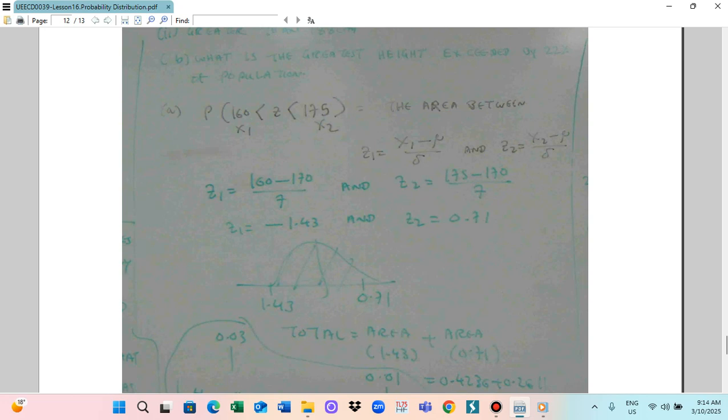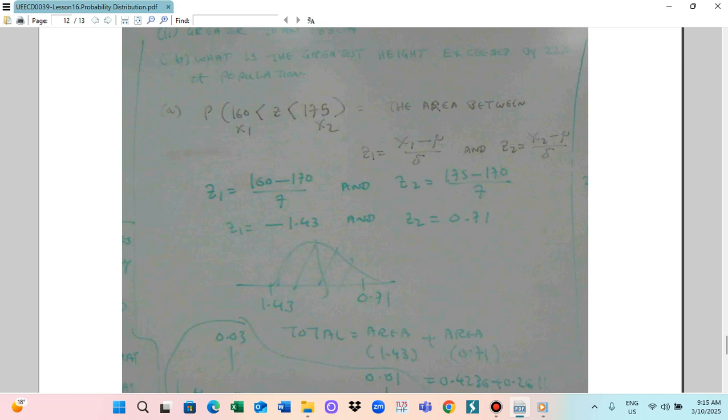Z1 is equal to (H1 minus mu) by delta, and Z2 is (H2 minus mu) by delta. So this is the property you can calculate. In this case, 160 is H1 and 175 is H2. We have to calculate the probability between 160 centimeters and 175 centimeters. So this is the probability that can be calculated.